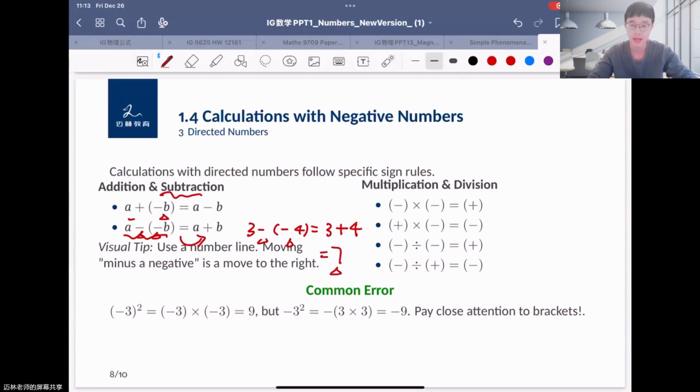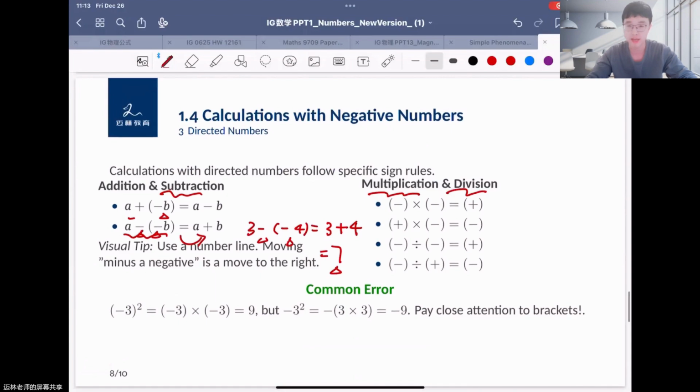And we can also use this for multiplication and division. We know that if there are two negative values, multiplied or divided by each other, the final answer must be positive. And if one is negative and one is positive, the final answer must be negative. So here you can find some examples for you to further understand.